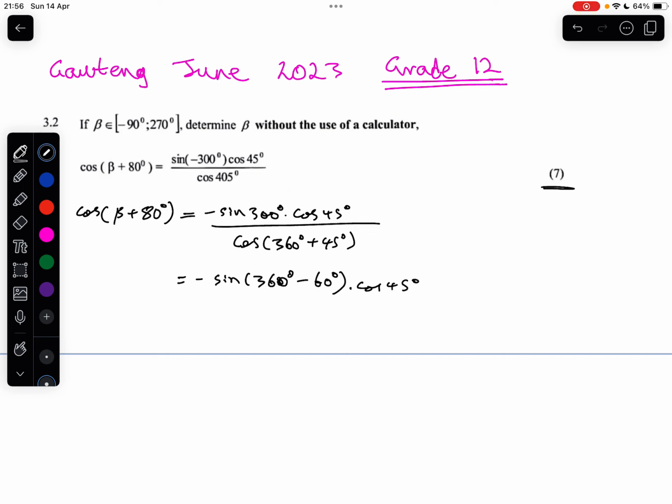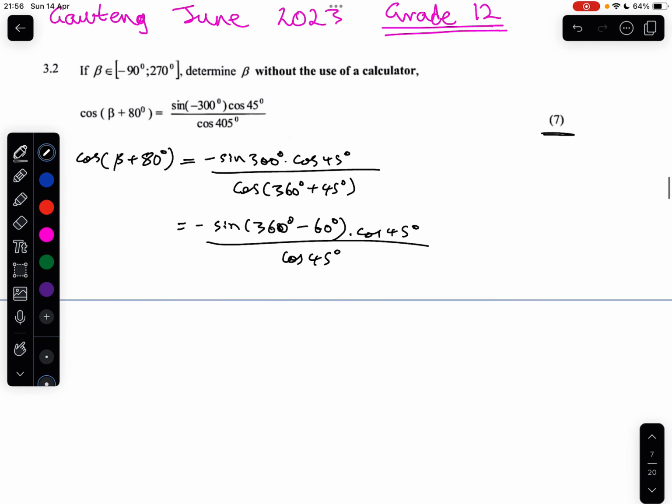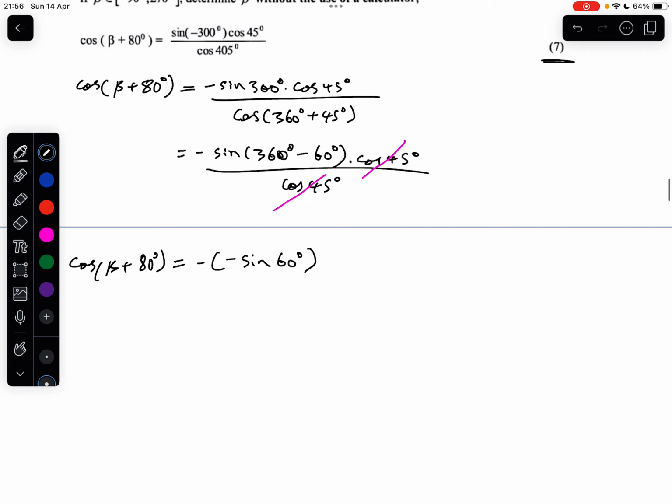Cool. Cos 360 plus 45, that's in the first quadrant where cos is positive, so it's positive cos 45. We continue. Negative sine 360 minus 60, that's in the fourth quadrant where sine is negative. Awesome. And then these two cancel. Still have our cos beta plus 80 degrees equals, that's positive sine 60 degrees actually. So this is cos, this is sine.